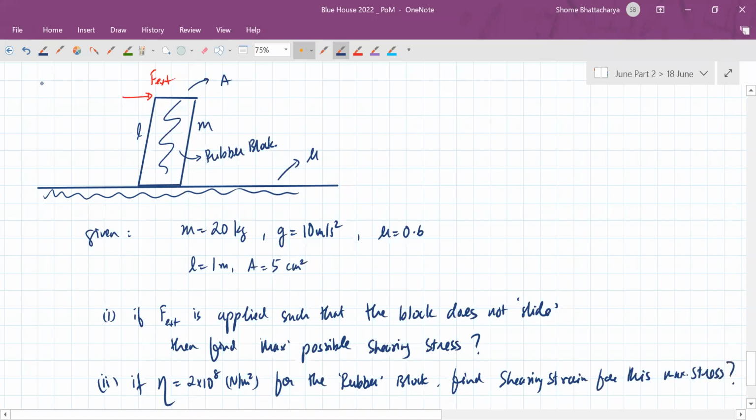Okay. So this example combines a little bit of free body diagram concept and mechanics concept, along with the definition of Hooke's law for shearing. Shearing stress upon shearing strain is equal to modulus of rigidity, and the whole definition of shearing stress is tangential force per unit area of cross section. So just try this out, people.